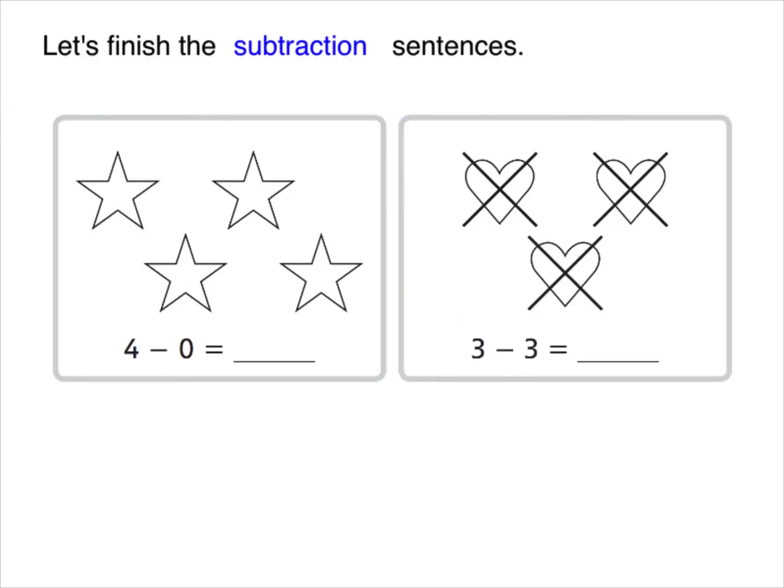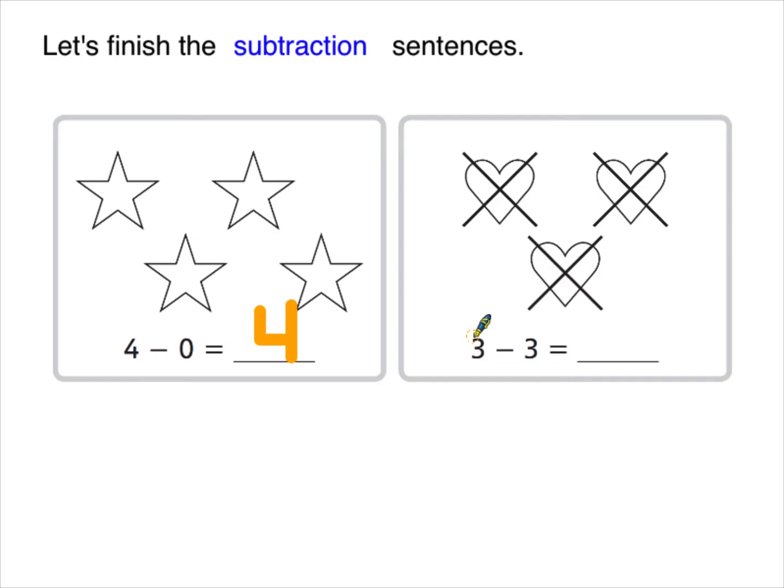All right. Now, we don't have to draw anything. Our number sentences are actually even done for us already. We started with 4 stars. We take away 0 stars. 0 is nothing, so there are no x's. How many do we end up with? We still end up with 4.